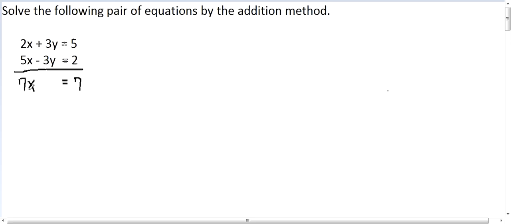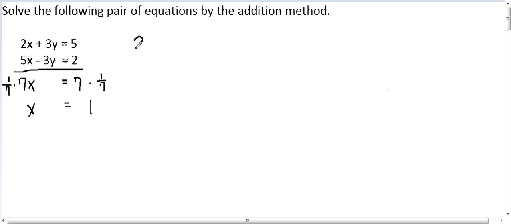To get x by itself, let's multiply both sides of the equation by 1/7. One seventh multiplied by 7 is 1, and 1 times x is x. 7 multiplied by 1/7 is 1, so x is equal to 1. To find the y value of the solution, let's plug in or substitute 1 back into, we can choose either equation, but let's choose the first equation this time.